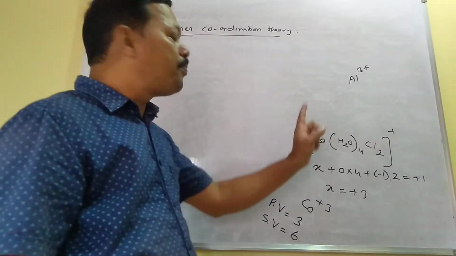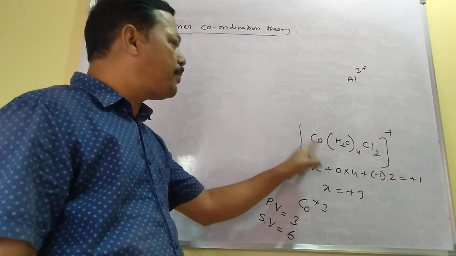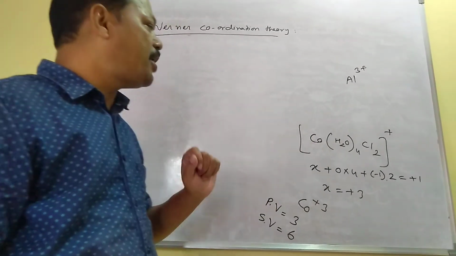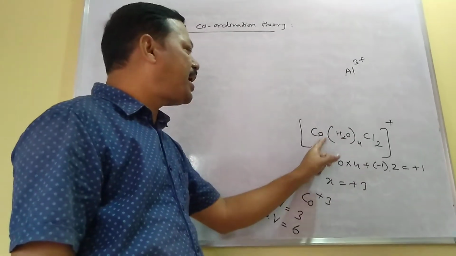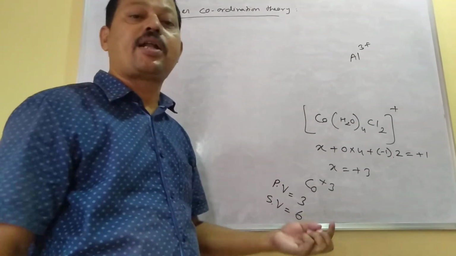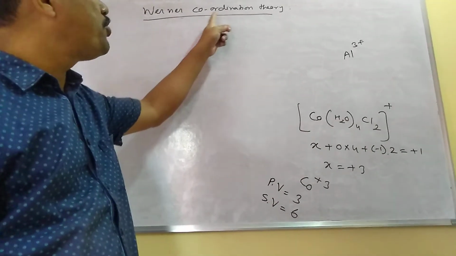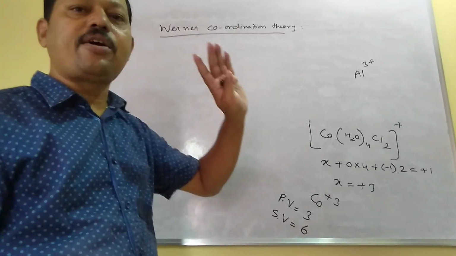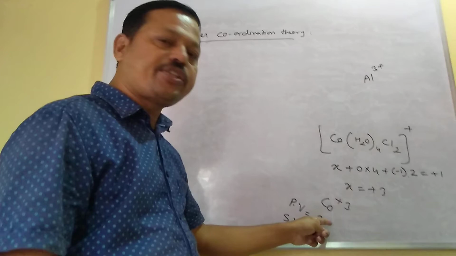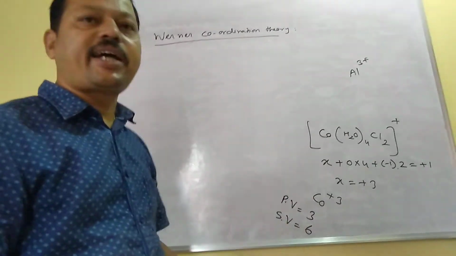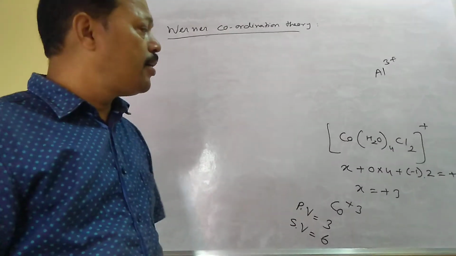So in every complex, the central metal atom exhibits 2 types of valency: primary valency and secondary valency. Primary valency means the oxidation number of the metal, and secondary valency means the coordination number, I mean how many bonds are present with the metal. So this is the first point of Werner's coordination theory: in every complex, metal exhibits 2 types of valency, primary valency, the oxidation number of the metal, and secondary valency, the coordination number of the metal.